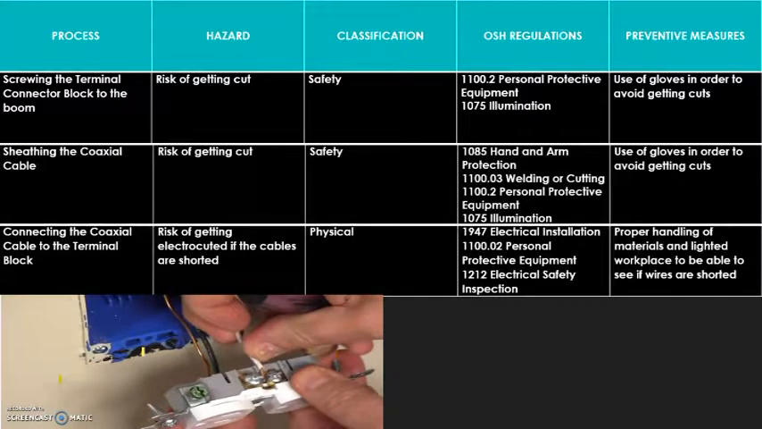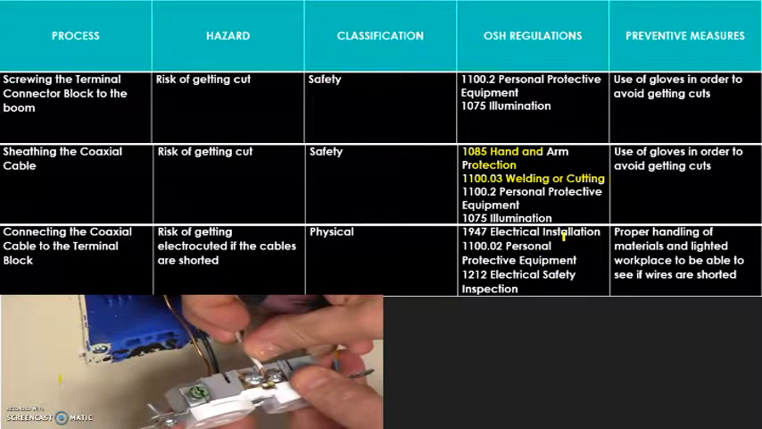The next step is the sheeting of the coaxial cable. We still have the risk of getting cut, however it differs in the OSH regulations since we will have hand-arm protection and welding or cutting. So in order to avoid this, we have to use gloves.